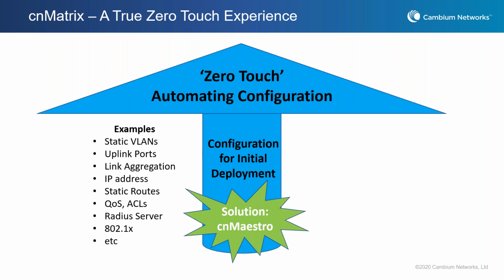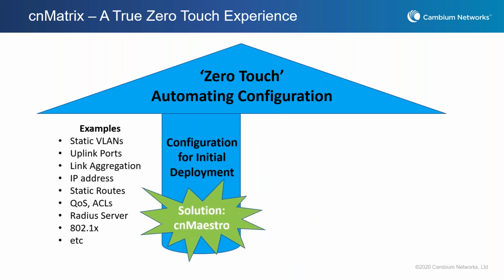And the way we do that is with our management platform, CN Maestro. So when you take your switch out of the cardboard box and you plug it in and you connect it to the network, it will automatically find CN Maestro. Whether it's on-premise or in the cloud, it will automatically find it. And once it finds it, it goes through the onboarding and registration process. During that process, an initial config file that you've created is downloaded, which takes care of all this initial configuration. So zero touch for initial deployment of your switches. And that's what zero touch means to a lot of people. For me, that's only the first half, and it's the less exciting half.